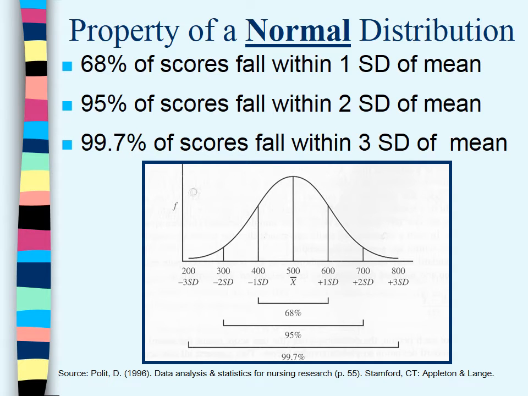Between 400 and 600, you would get 68% of the probability of those scores, between 300 and 700 would be the 95% probability, and between 200 and 800 would be your 99.7% of those scores falling within 3 standard deviations. So literally, when I'm being asked these types of questions, I will make my little curve and draw this out, and it's really easy.